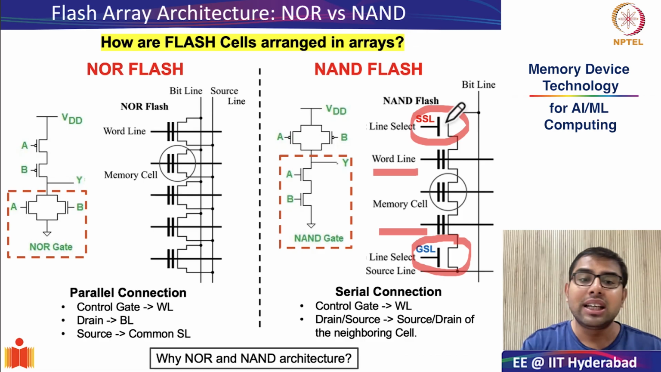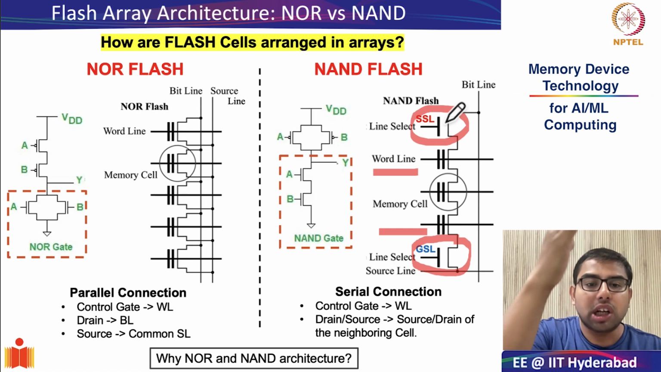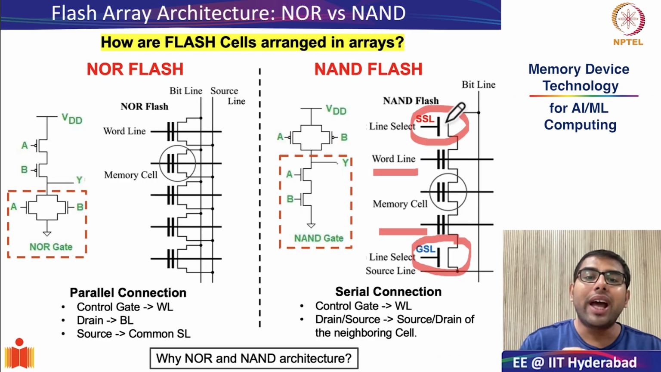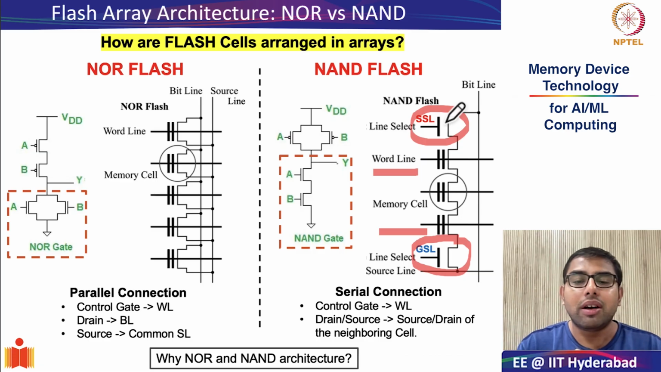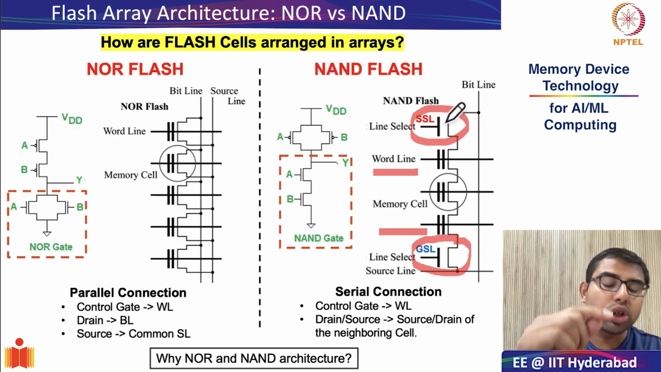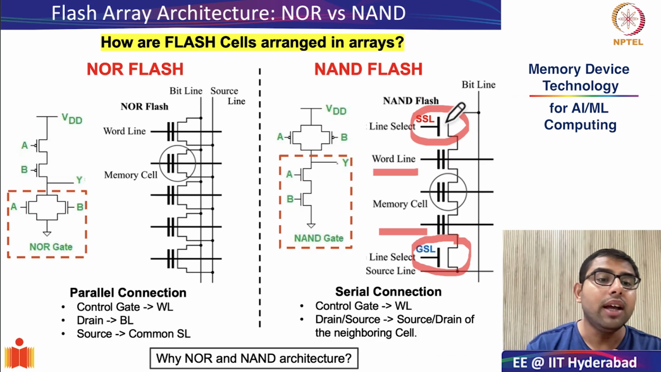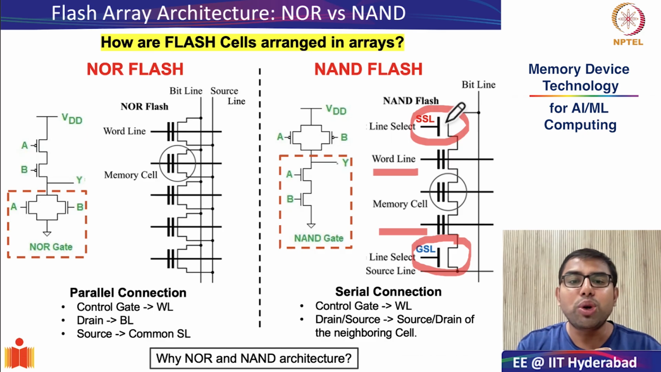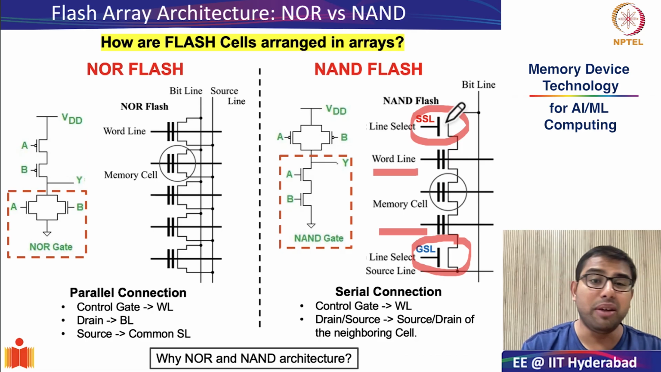Okay, with this, we understand that the NOR flash cell has a more parallel architecture, whereas the NAND flash cell has a more sequential or serial architecture, where the cells are connected with each other. The source of one is connected to the drain of the other. Okay. So a natural question that will come to our minds is, why are the NOR and NAND architectures implemented?